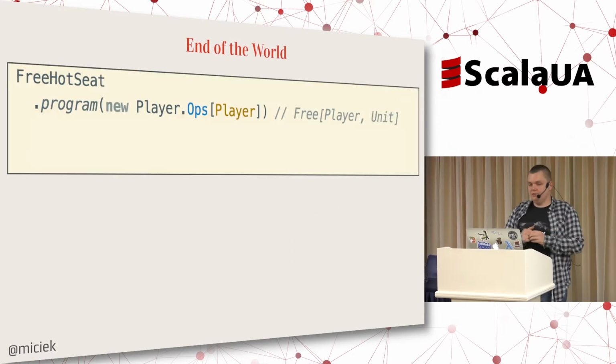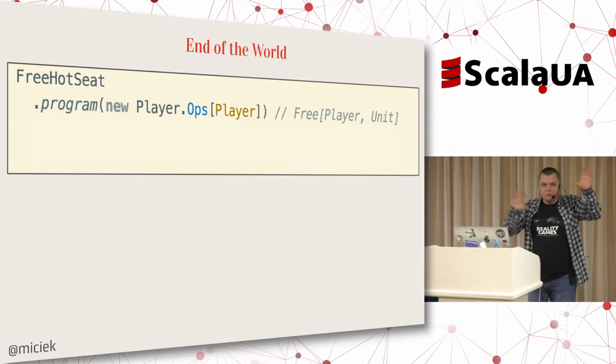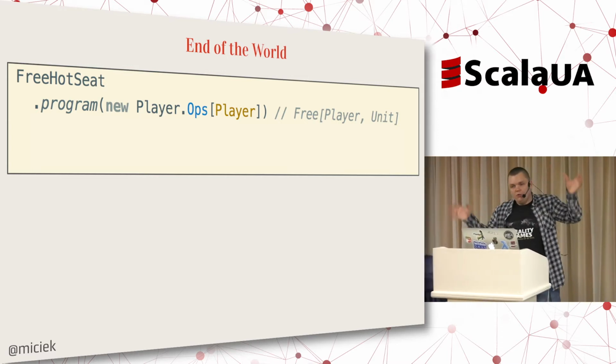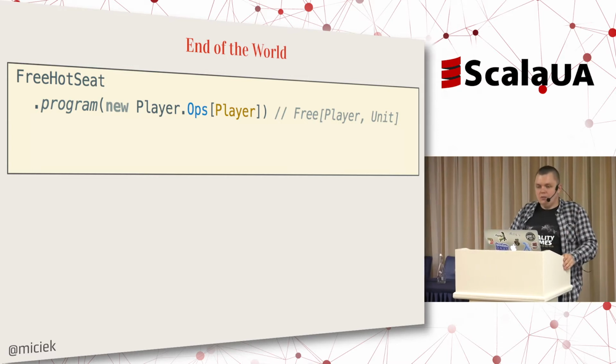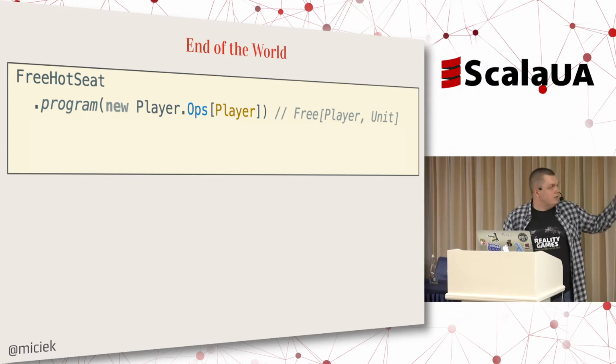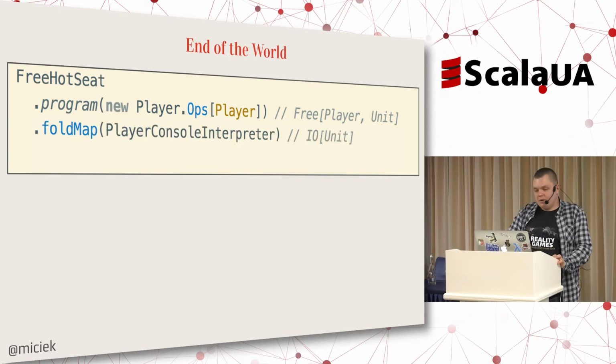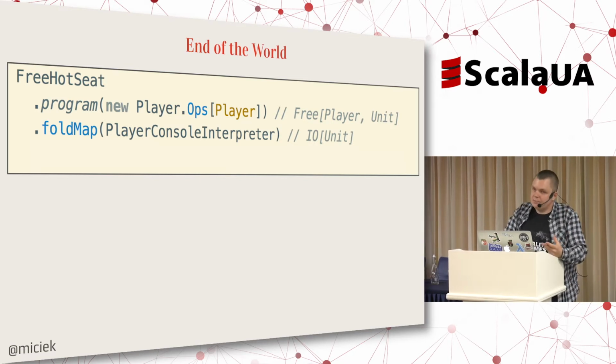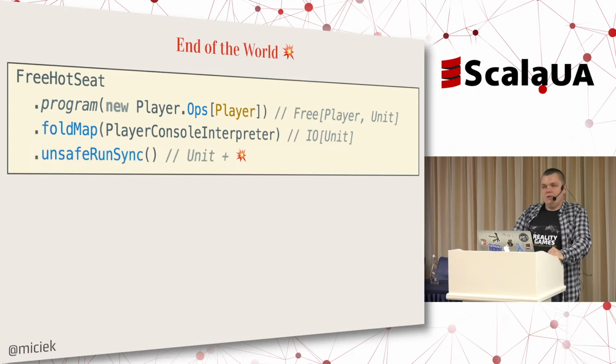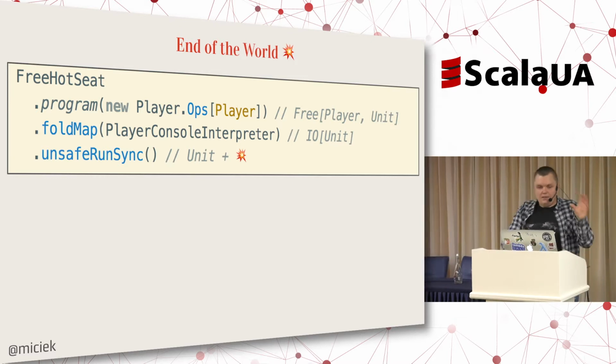So two separate concerns. And end of the world. So we have those separate concerns which don't know about anything else, and we are connecting all the dots at the end of the world. So we have this program, which is a free, then we are interpreting it using fold map, using the interpreter, this pattern matching interpreter we just described, and we get IO of unit, and then only then we run it at the end of the world. So this is when the print lines and read lines are really executed. So we have a unit as a return type and some side effects.